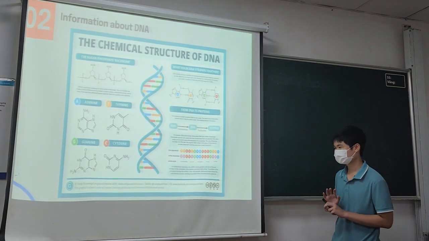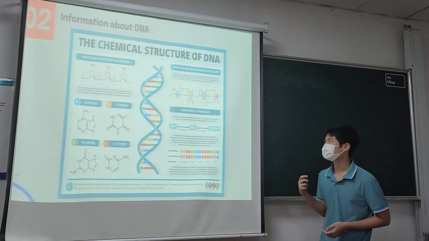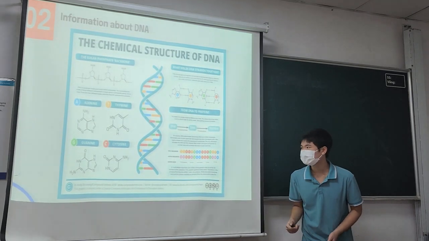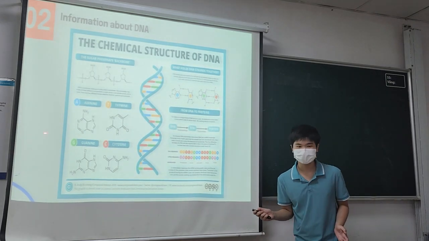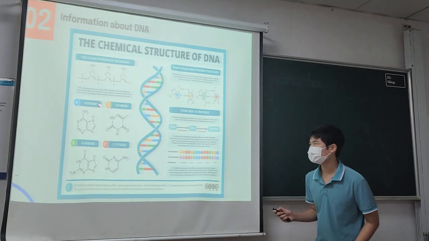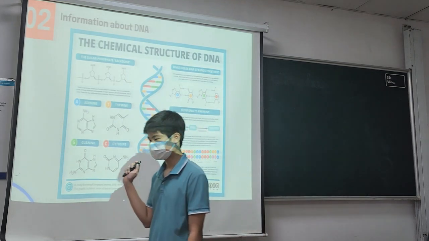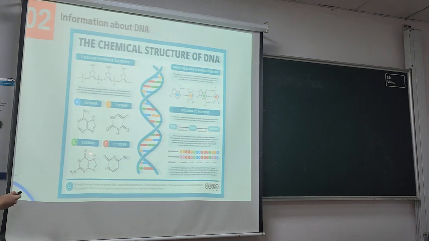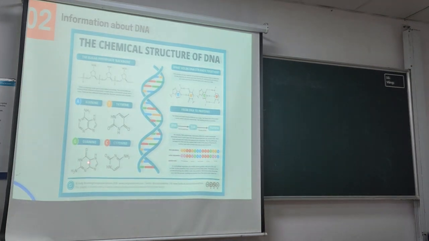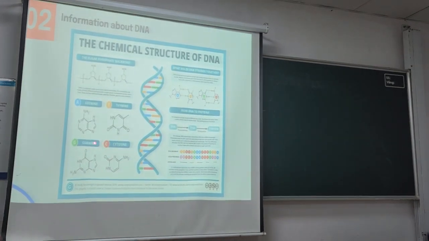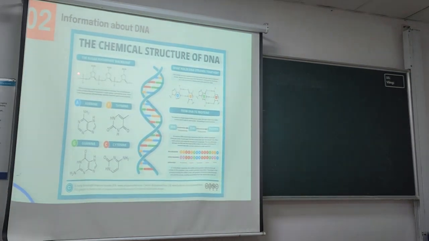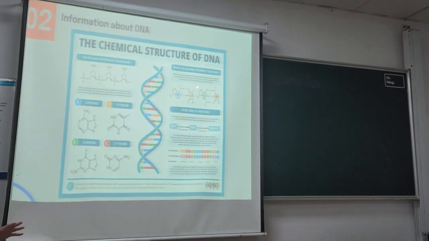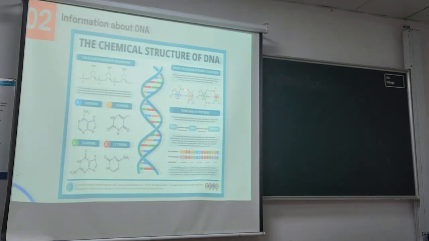This image carries a lot of information about the DNA. First, I'll show you the 4 bases in the DNA. The first one is adenine. The second one is thymine. The third one is guanine, and the last one is cytosine. These 4 bases are the substances that hold 2 strands of DNA together, and will form a chromosome.